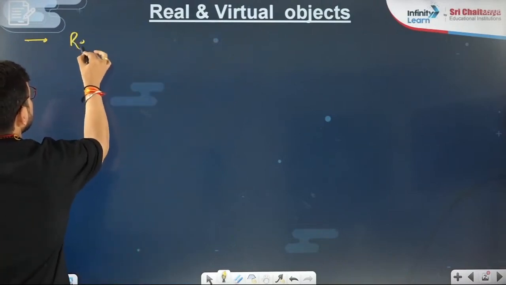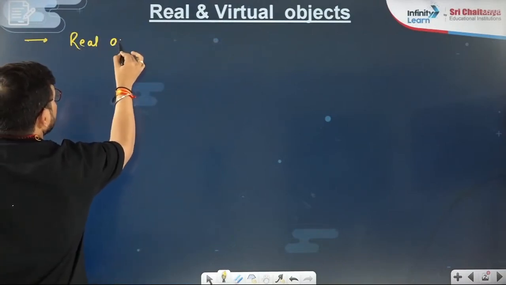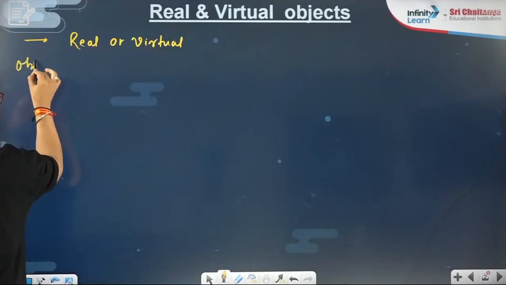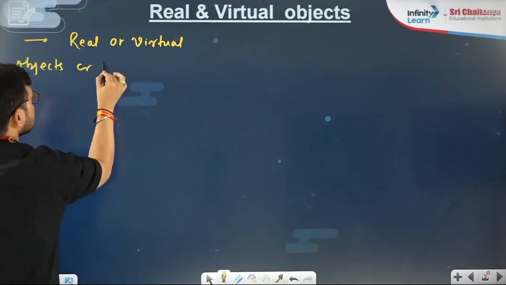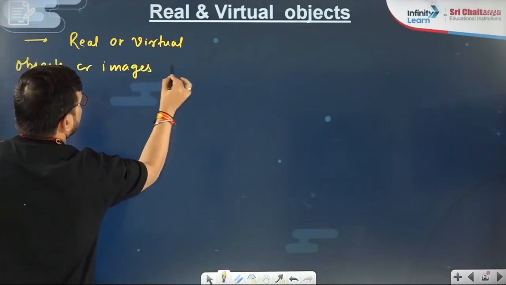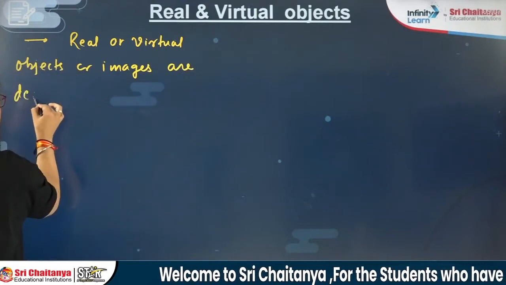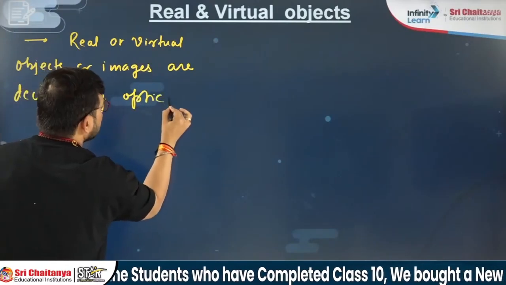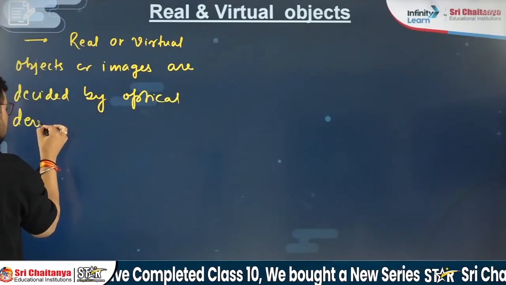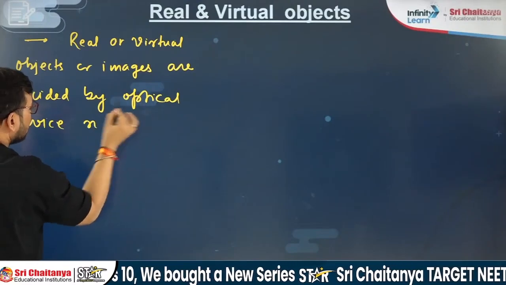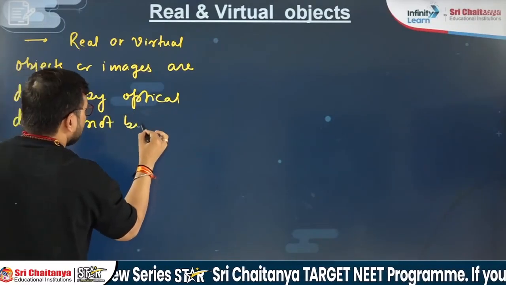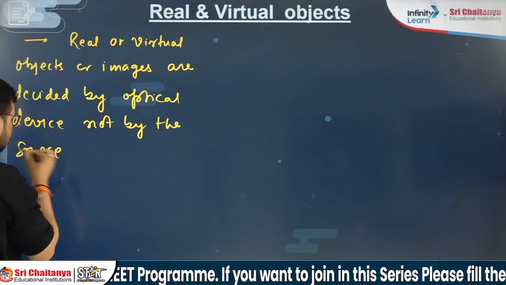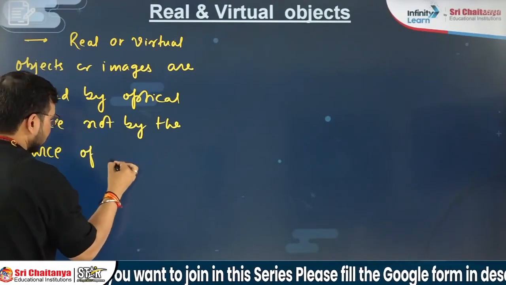Real or virtual objects or images are decided by the optical device, that is a must, not by the source. Optical device, not by the source of light. Please understand the line, and before understanding, read the lines. Not by the source of light.